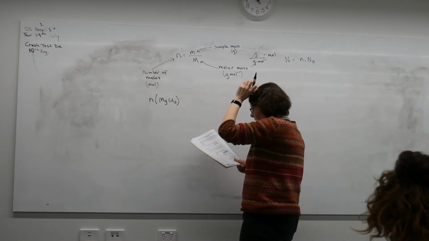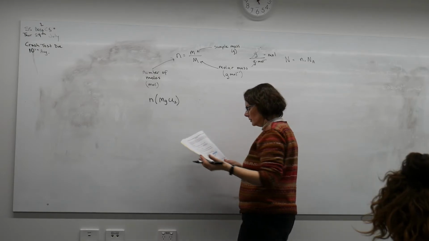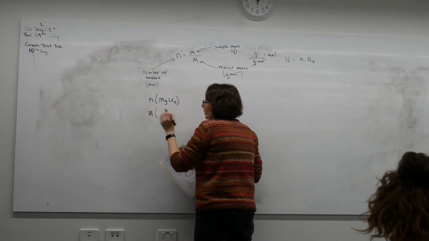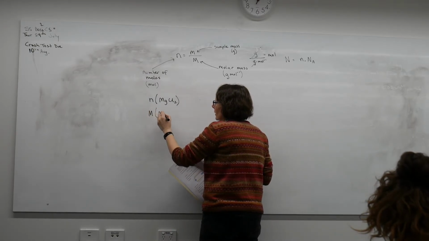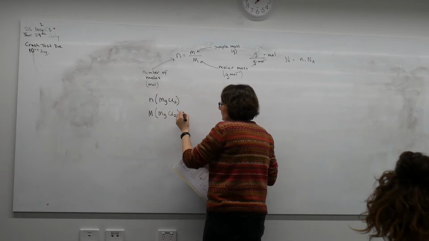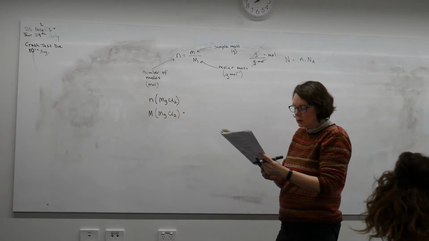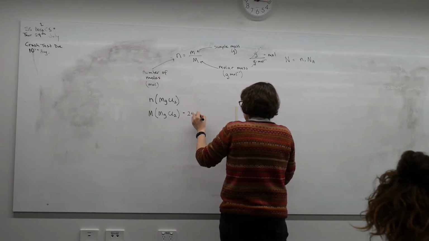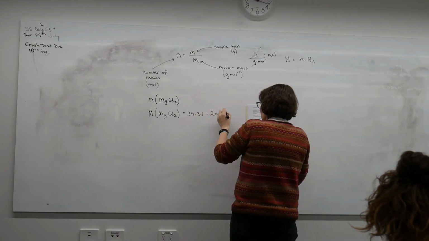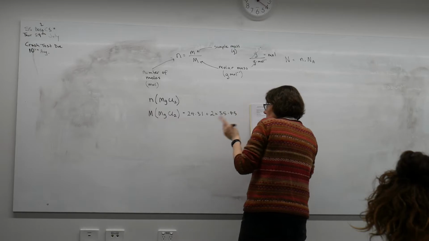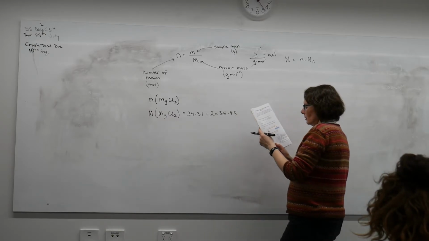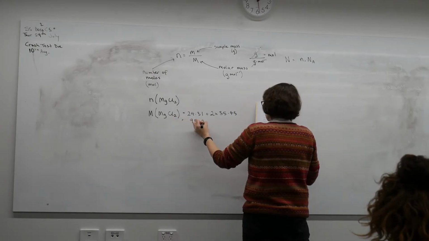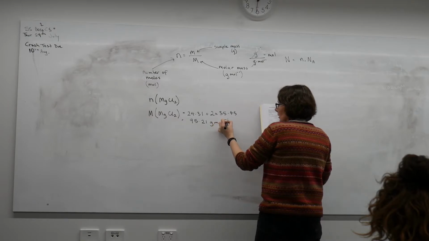our sample mass, which was 4.63, divided by the molar mass. And again, I'm not going to be able to find the number of moles until I know the molar mass of magnesium chloride. So I look up on the formula sheet: the mass of 1 mole of magnesium is 24.31, and then 2 lots of chlorine is 2 lots of 35.45, which gives me 95.21 grams per mole.